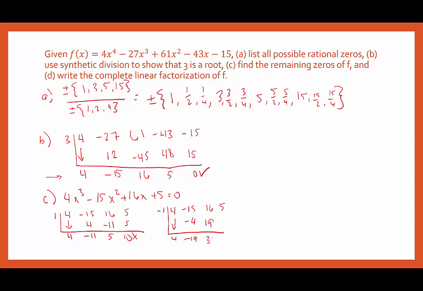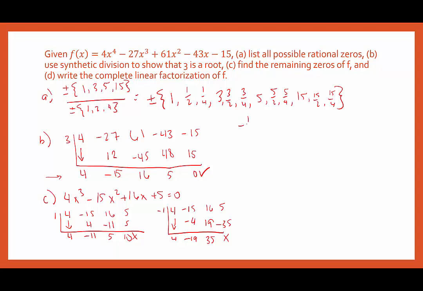This one's looking really bad. 35, negative 35. That's not going to work. That's going to give us a remainder. So we have to play this game with all of these possible rational zeros and hope that we find another one. And we should find another one, because there should be one other zero that exists. And just for time's sake, I'm going to go ahead and tell you that it is negative 1/4.